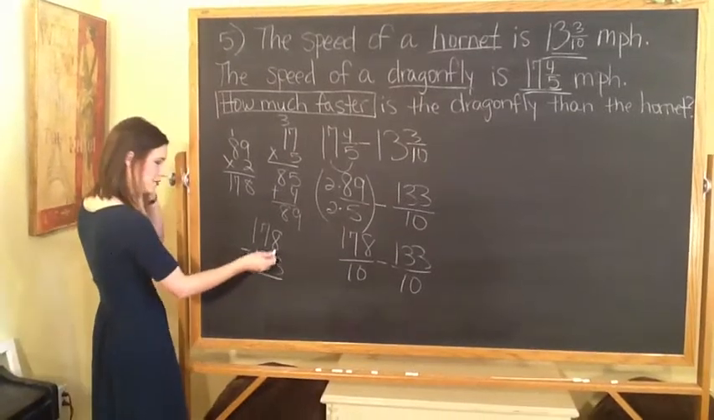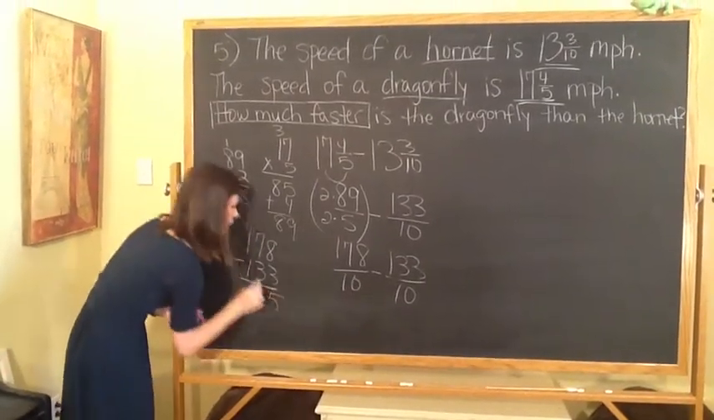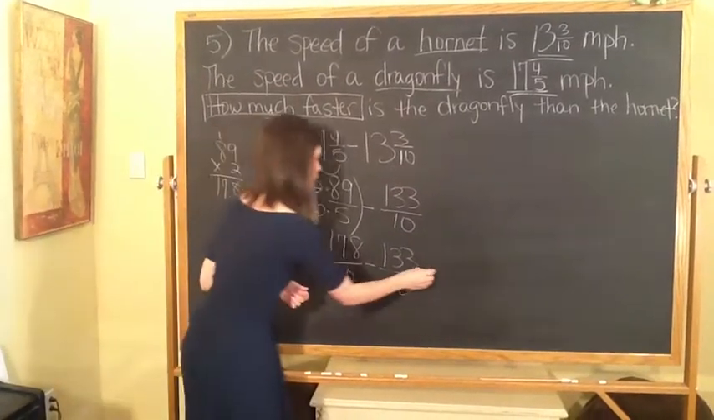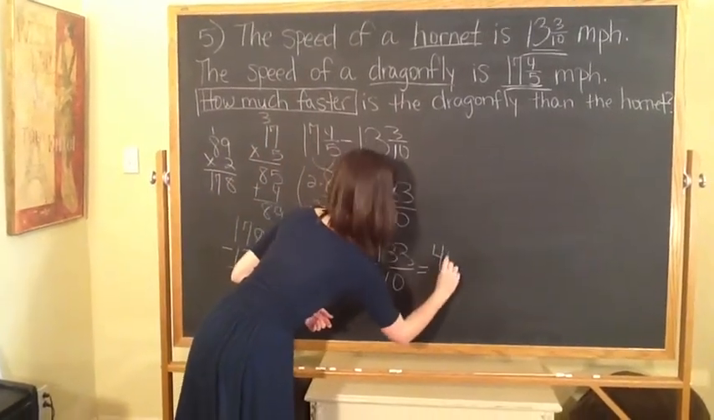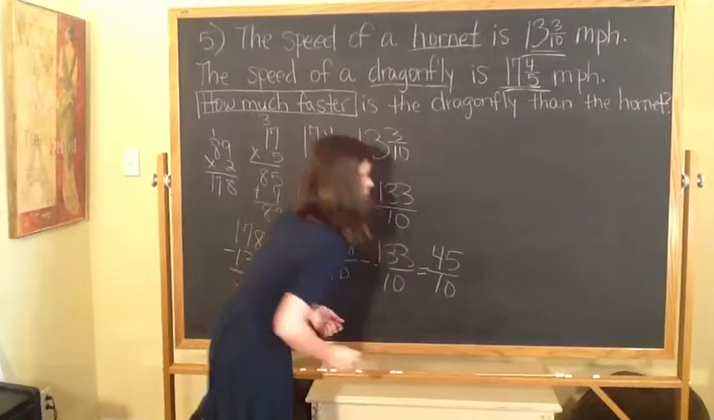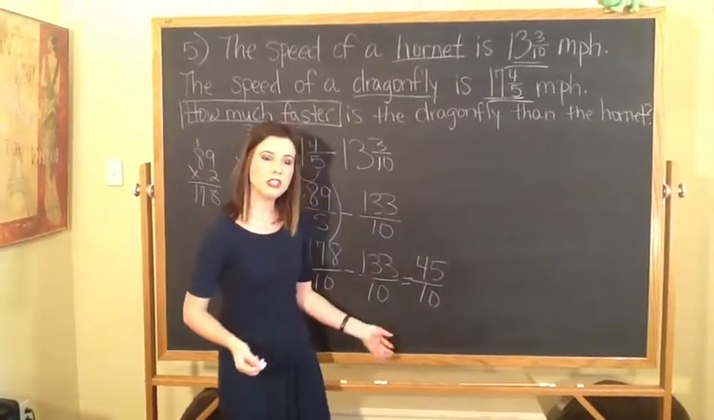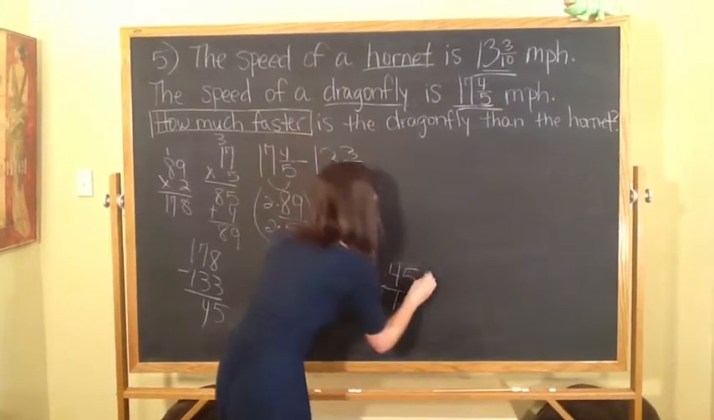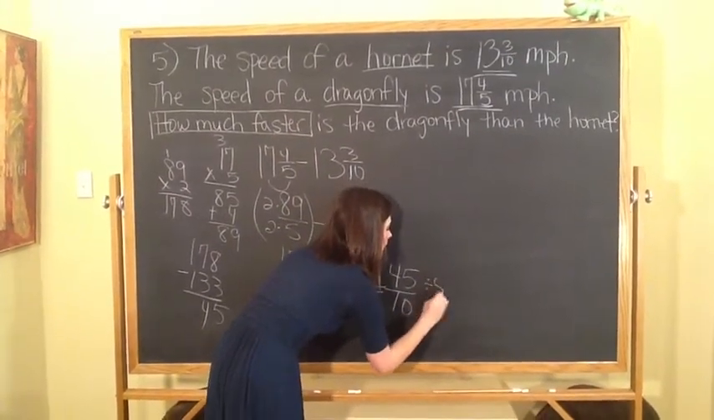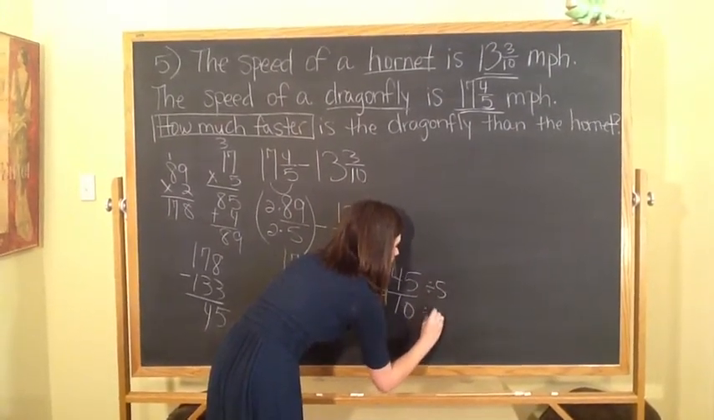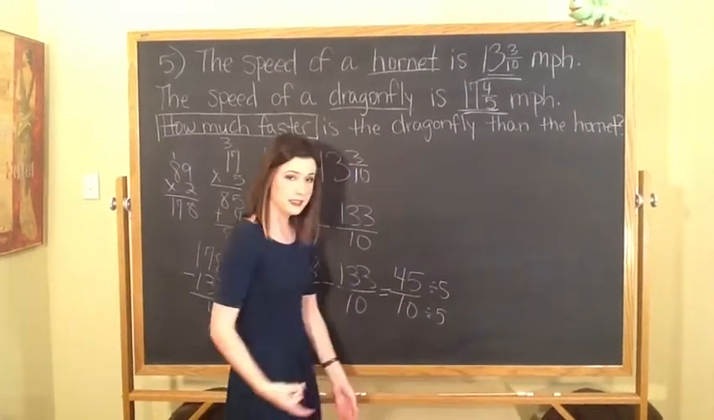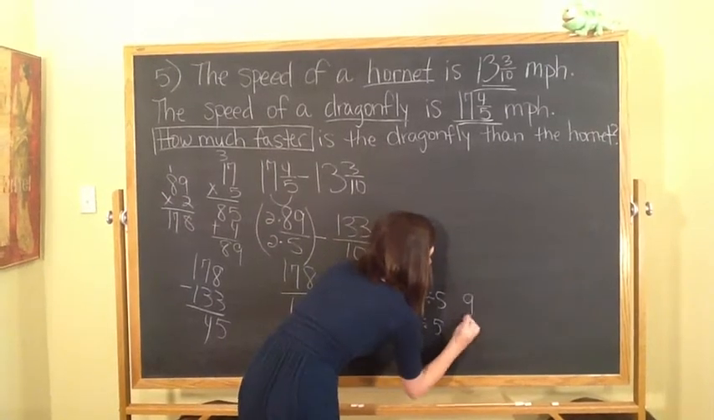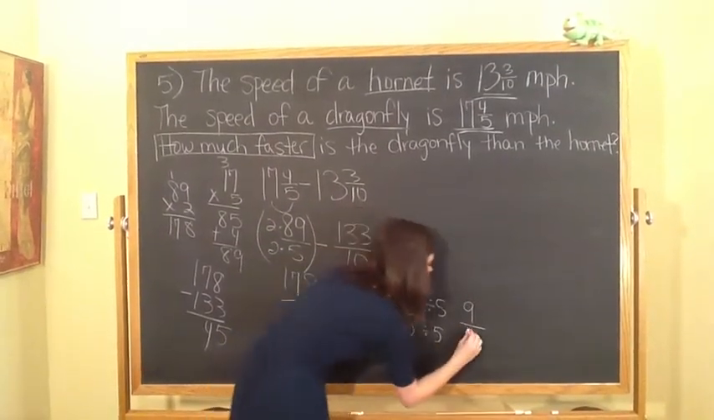So let's go ahead and subtract. So 8 minus 3 gives you 5. 7 minus 3 gives you 4. 1 minus 1 gives you 0. So we have 45 over 10. Now I know that this is an improper fraction, but I'm going to go ahead and just take a 5 out so that we can make it a little bit easier for ourselves. We're going to take a 5 out of both, and I know that because this ends in a 5 and this ends in a 0, so they're both divisible by 5. So 45 divided by 5 gives you 9. 10 divided by 5 gives you 2.